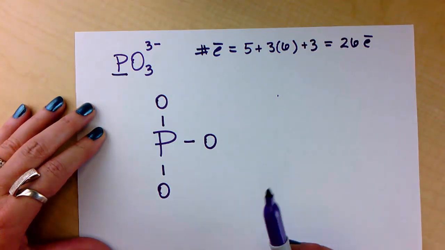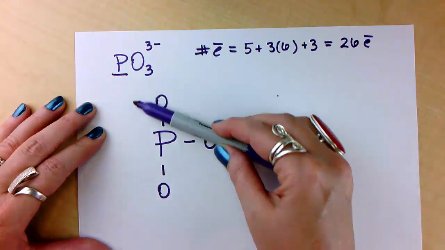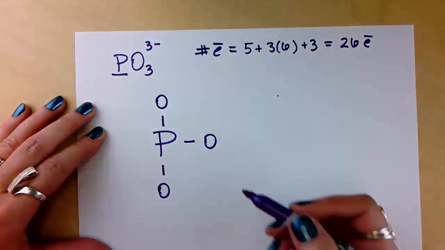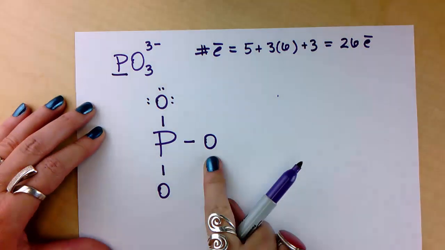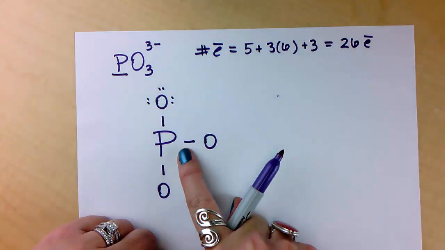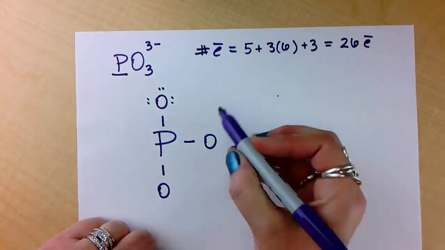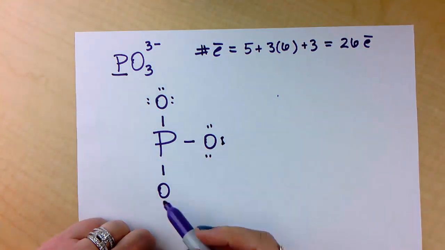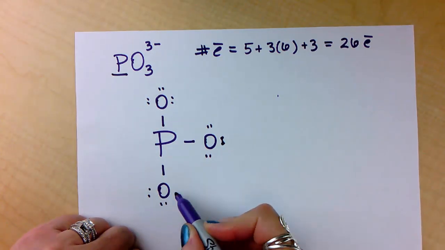Let's look at the top oxygen. Currently around it, it has a bond. A single bond is 2 electrons, so it needs 6 more. 3, 4, 5, 6, 7, 8. This oxygen is the same. It has a single bond, meaning 2 electrons, so it needs 6 more. 3, 4, 5, 6, 7, 8. And finally, the bottom oxygen is the same. It needs 3, 4, 5, 6, 7, 8.